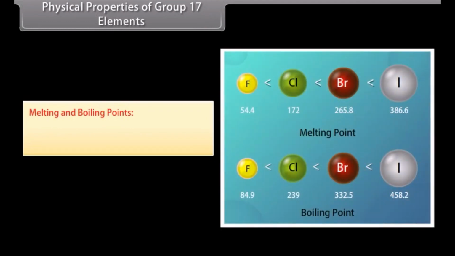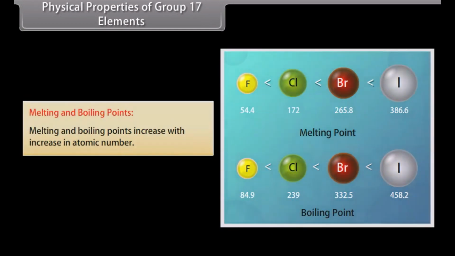Physical properties of group 17 elements. Melting and boiling points. Melting and boiling points increase with increase in atomic number. This indicates that the strength of intermolecular forces of attraction between the molecules increases with the increase in atomic number.